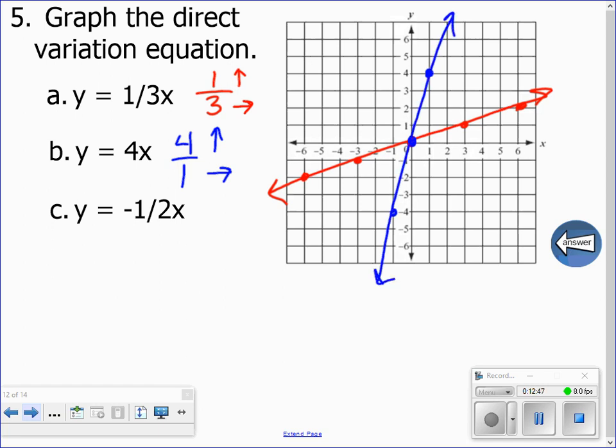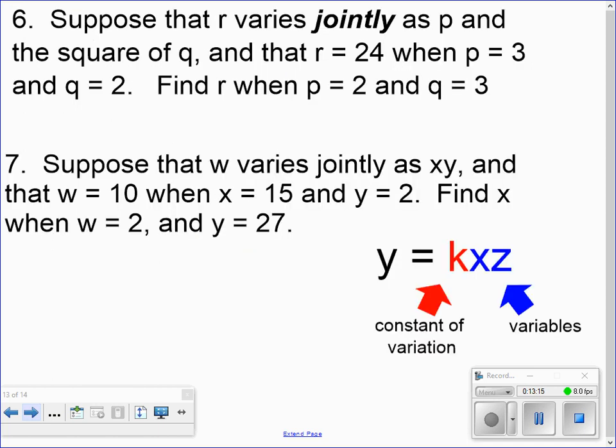Okay, we have negative 1/2 x. Again, we're going to start at the origin. This time we're going to go down 1 and right 2, or I could go up 1 and to the left. So kind of keep that in mind, that there are 2 directions that you can go. You're just doing the opposite to get the other direction. But all of these graphs will start at the origin, and then they will move according to the constant of variation.